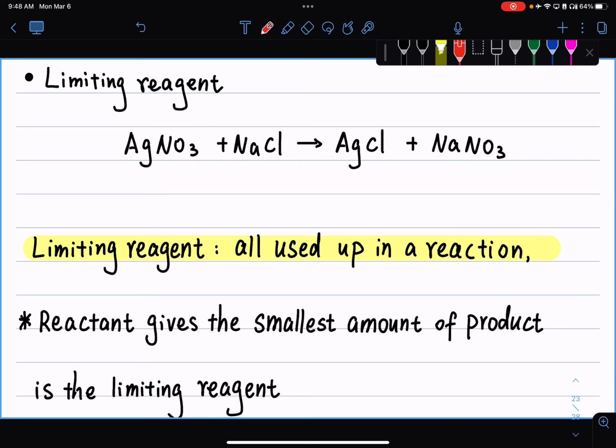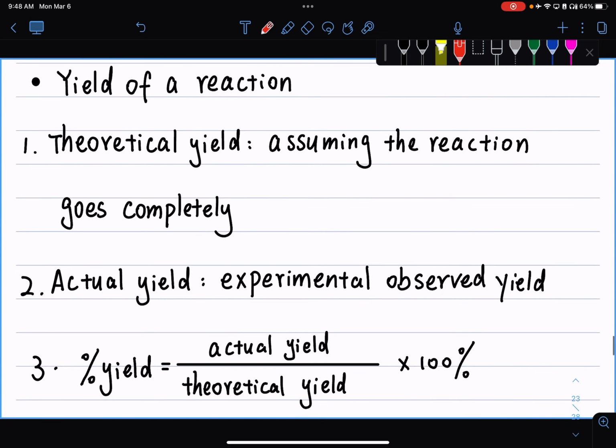So that's the first thing. The second concept is called the yield of a reaction. We can have theoretical yield, which means what we did with that hydrogen-oxygen example, right? You read out that chemical reaction on paper, and you find out what's the theoretical yield. Assuming all my reactants are converted to my products, how much product do I expect to get? So that's my theoretical yield.